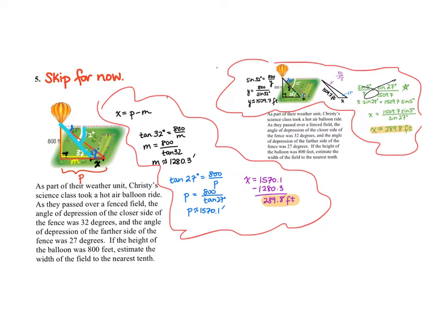The angle of depression on the outside also matches the angle of elevation on the inside of the triangle. Again, that's the yellow triangle. And then the angle of depression to the farther side of the fence was 27 degrees. So from the hot air balloon to the farther side of the fence, this angle is 27, which means also this angle is 27.